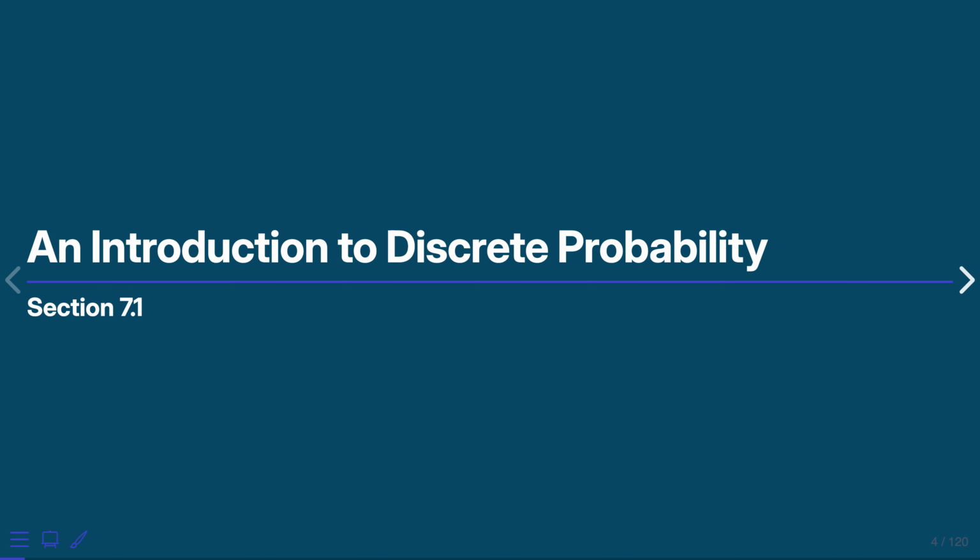Now we turn to the first section. We learn Laplace's classical idea. Count the outcomes you want, then divide by all the outcomes that are possible.